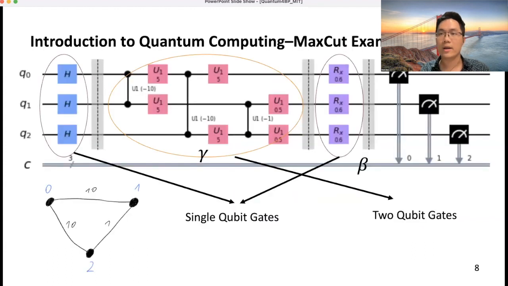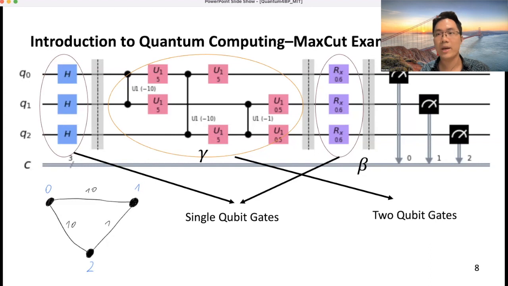So I will give a brief example. For example, we would like to solve a MaxCut problem. And when we use a gate processor, we will prepare a circuit. In the circuit, there are single-qubit gates and two-qubit gates. In this picture, you can see that the blue color gate is the initial gate.